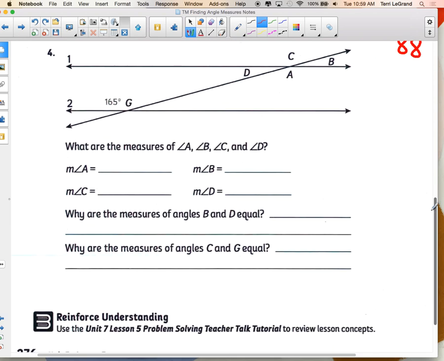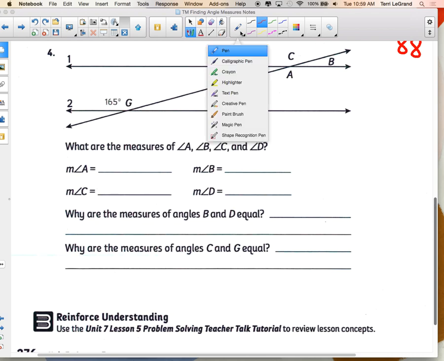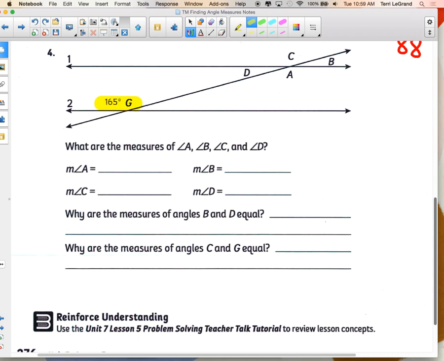Okay, we are supposed to find A, B, C, and D. We know G. G is 165 degrees. Let's find a relationship that G has to one of those other four, because there is one. I want you to figure out what relationship G has to one of these up here. Sylvia? Corresponding to C. It's corresponding to C.